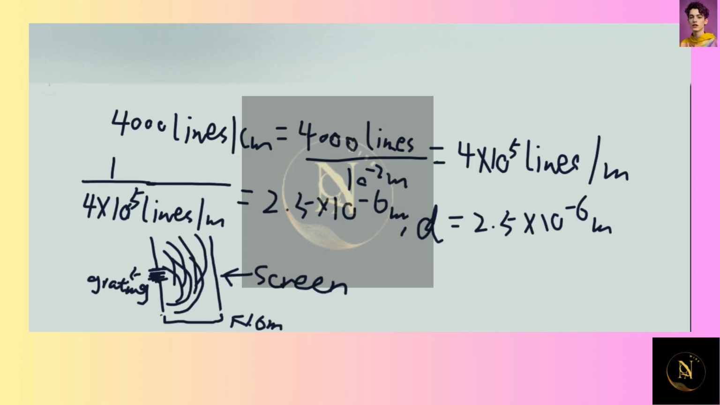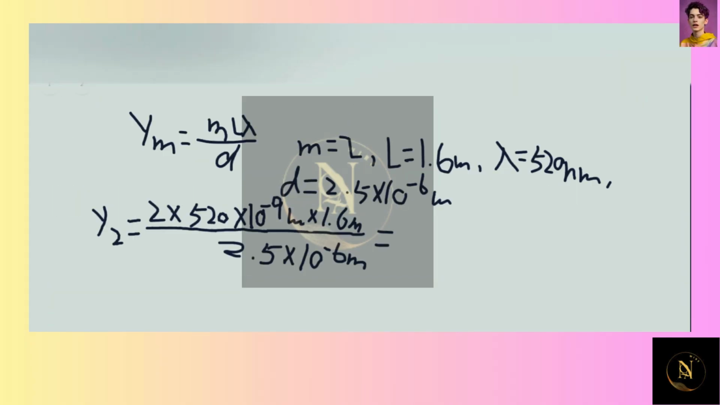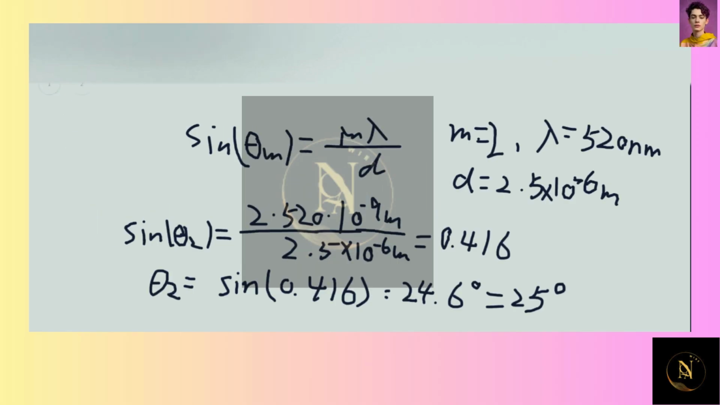And question B asks us to determine the angular deflection of the second bright band. Remember, the formula for the angular deflection is sin theta m equal to m lambda divided by d. And m here is equal to 2 since it's the second order bright band, lambda is 520 nanometers, and d is 2.5 times 10 to the negative 6 meters, which is the slit separation.